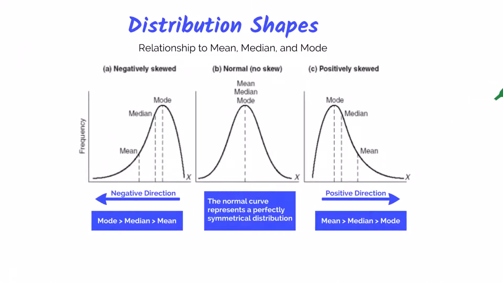If we look at the center chart right here, this is a symmetrical distribution, and the mean, median, and mode are all equal. This is known as the normal curve. In examples A and C, the mean, median, and mode do not equal each other, so they are skewed in a particular direction. You can see in A, this is a negatively skewed chart, whereas in C, we have a positively skewed chart.